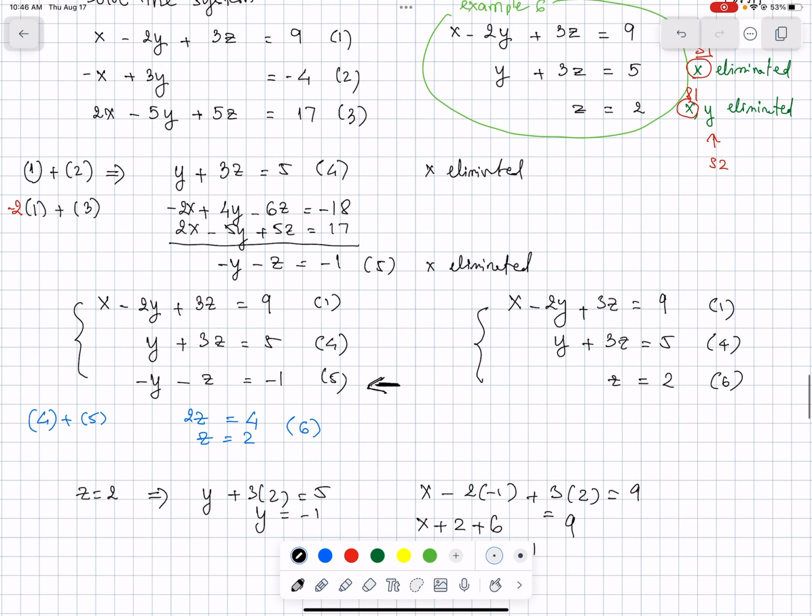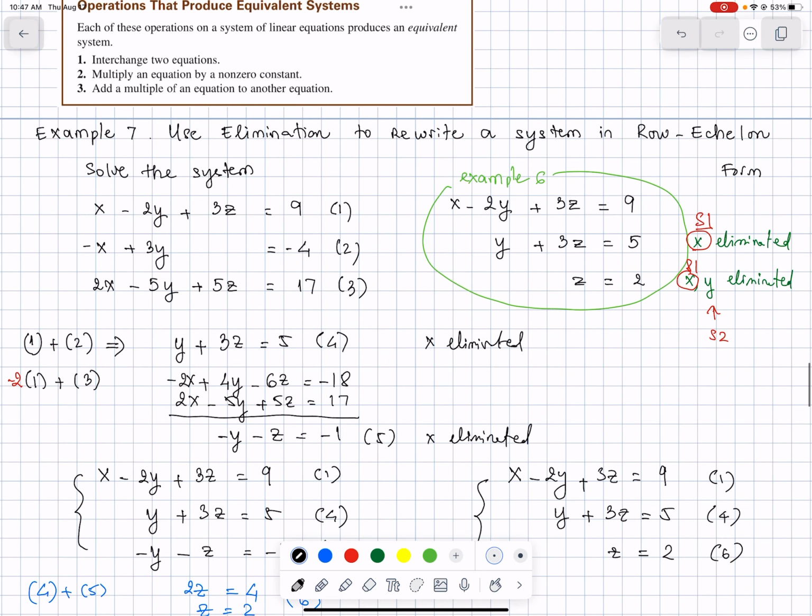Okay, so let's look back at what we did. We used multiplying an equation by a non-zero constant, in this part, where we multiplied by negative 2, and adding a multiple of an equation to another equation, where we added them up. So we used operations 2 and 3 to solve this problem.